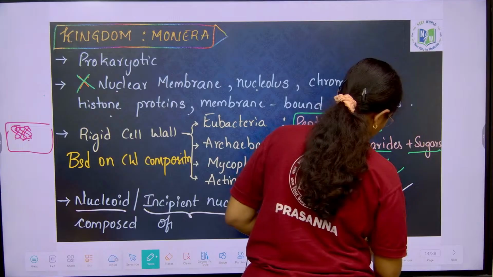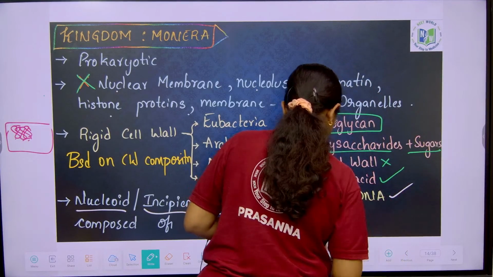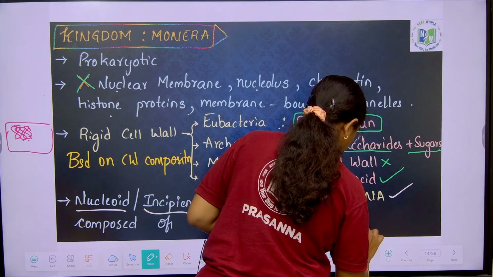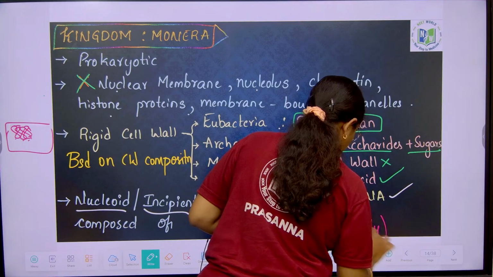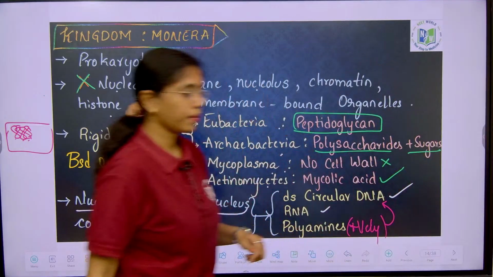Polyamines are positively charged, so they will hold on to the negatively charged DNA.